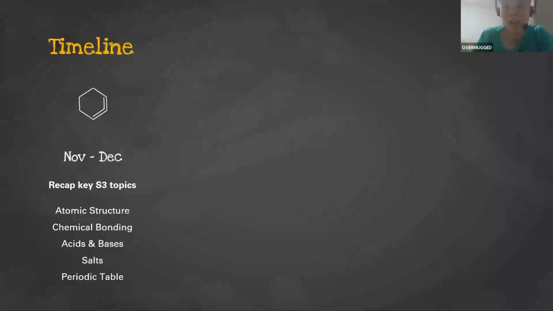This is the timeline on the rough plan for November, December, and maybe January. I'll be recapping the key Sec 3 topics because if I don't cover this, the future topics in Sec 4 may be affected because your foundation is not strong. A lot of y'all may have realized that after certain topics, your marks start to go down because foundation gaps are there and it's not being plugged.